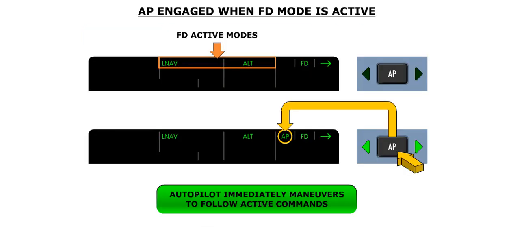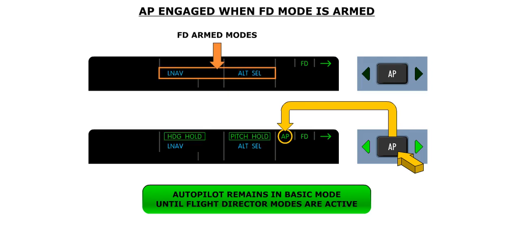If the autopilot is engaged when a vertical and/or lateral flight director mode is active, the autopilot will immediately maneuver to follow the active commands. If the autopilot is engaged when a vertical and/or lateral flight director mode is armed, the autopilot will remain in the basic mode until the flight director modes are active, at which time the autopilot will immediately maneuver to follow the active commands.